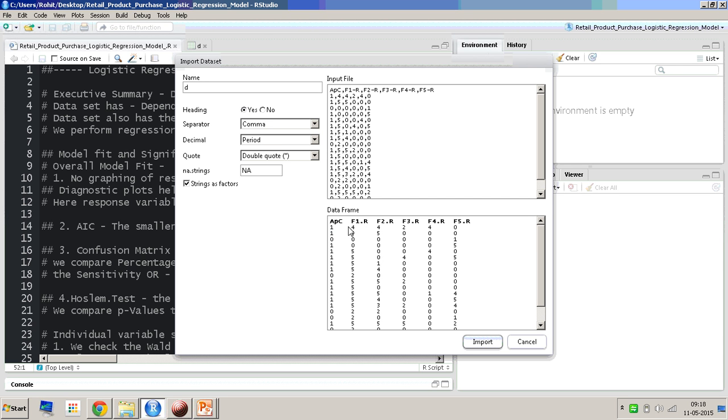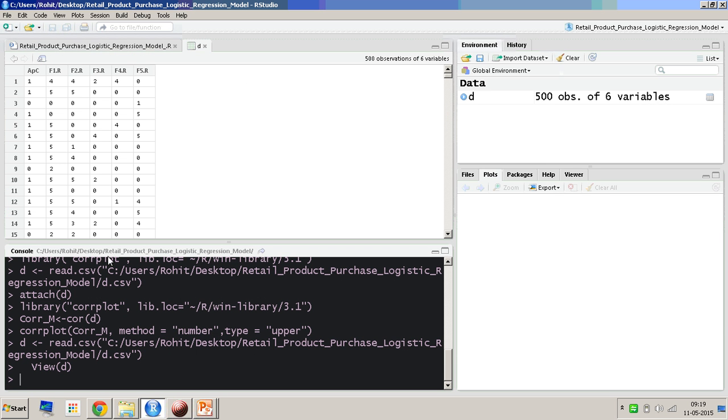That is the APC, which is basically the actual purchase count, whether a person has bought that particular product or not. F1.R is feature 1, then feature 2, feature 3, and then there are certain ratings for these particular features, as you can see. So let's import this very simplistic data set into R. You can see the data set over here. It says 500 observations of 6 variables. Very simplistic data, nothing fancy, not even big data, just a demonstrative set.